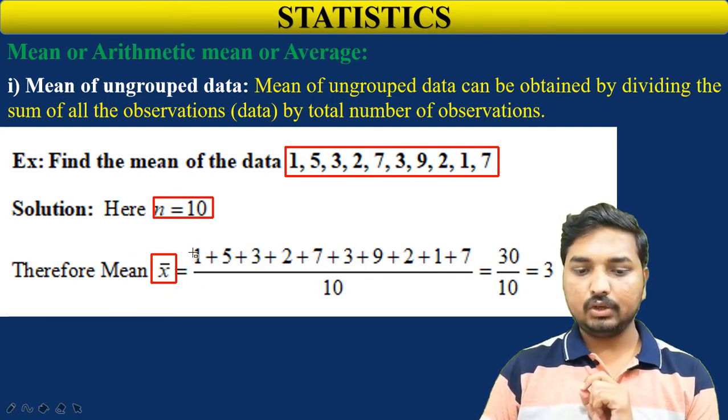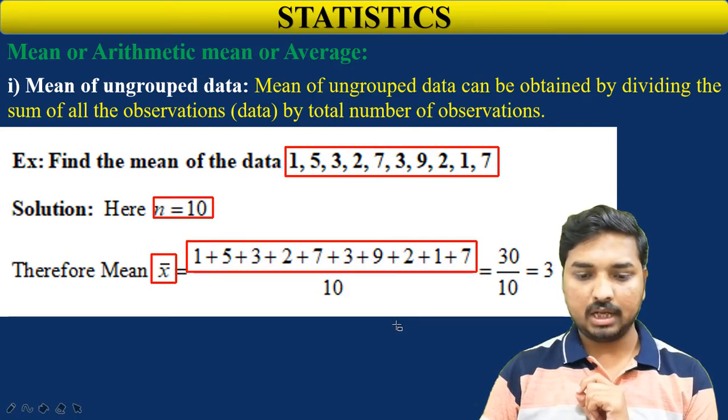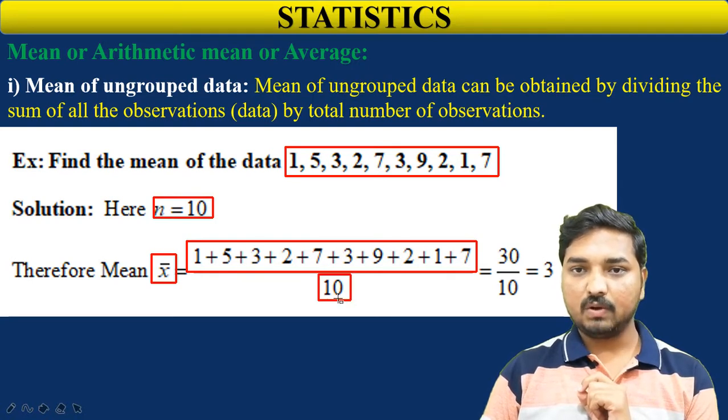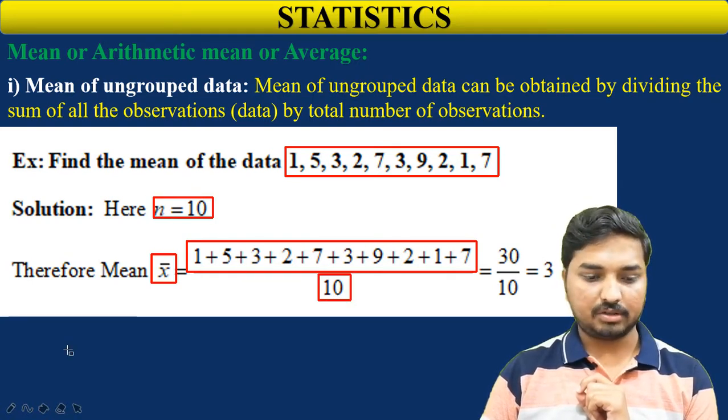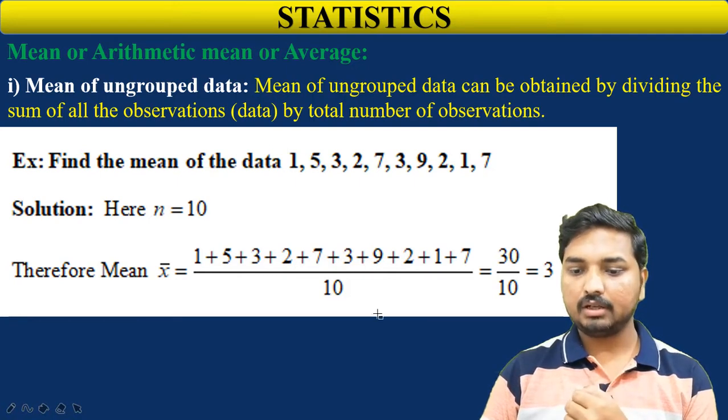So now look at here. In the numerator, I am going to take the sum of all these observations, all the 10 observations, and in the denominator, 10 is present. What is 10 actually? The total number of observations. So after taking the sum in the numerator and the total number of observations in the denominator, now look at it.